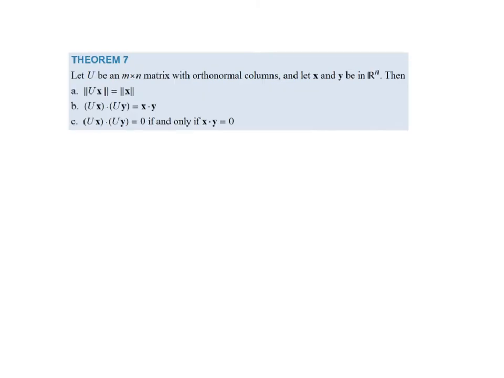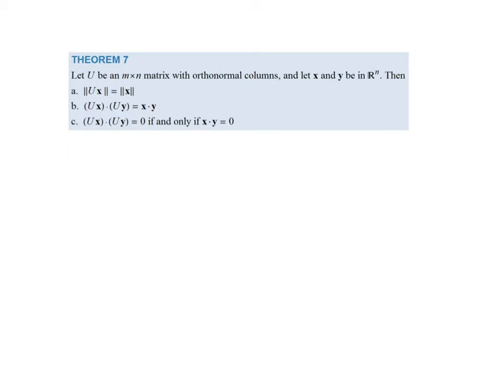Now we get to Theorem 7, where we have a matrix U that has orthonormal columns. X and Y are vectors in Rn. Then the length of U times X is equal to the length of X. That's kind of cool. If I multiply X by an orthonormal matrix, or a matrix with orthonormal columns, it doesn't change the length of the vector X. Just kind of a cool property there. U times X dot U times Y is equal to X dot Y. So even though I'm multiplying them both by U, I don't change the dot product at all.